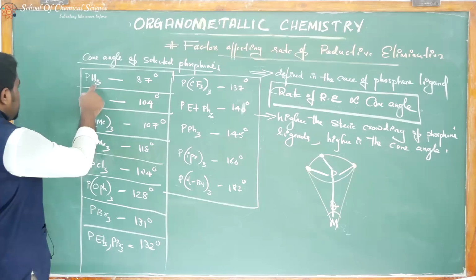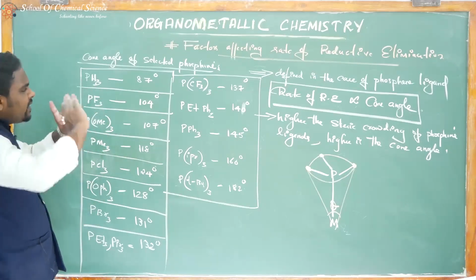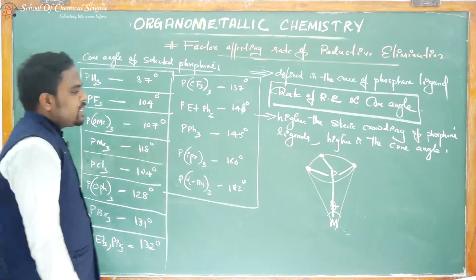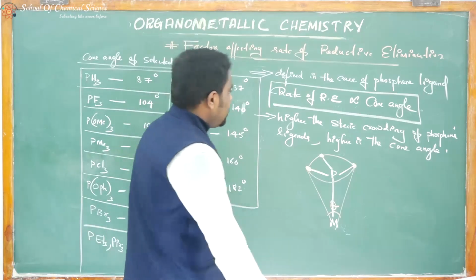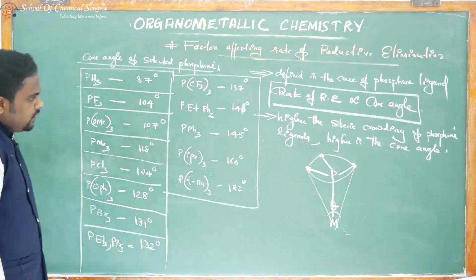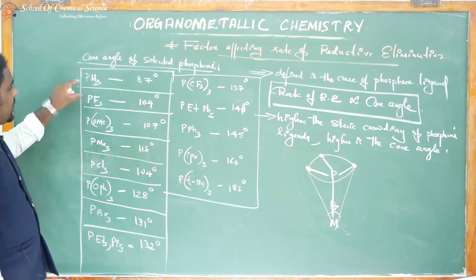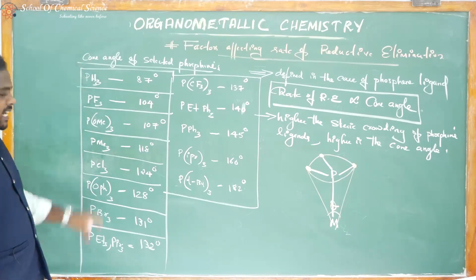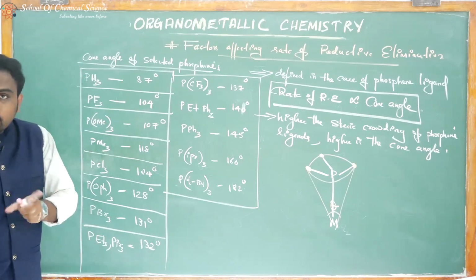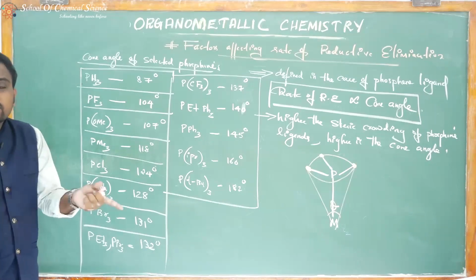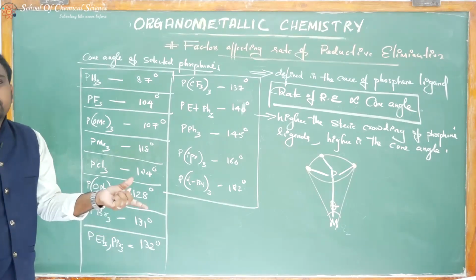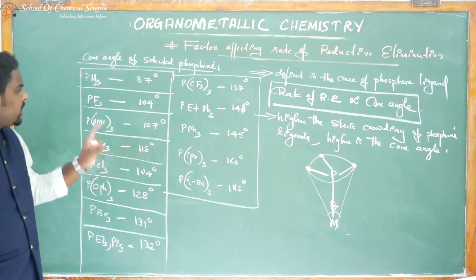If the three substituents are hydrogen, PH3 has the least steric crowding, so its rate of reductive elimination is the least. Okay, PH3, PF3: you have to study this order, not the angles. Your exam will not ask what the cone angle of P tertiary butyl thrice is. That type of question is not expected.